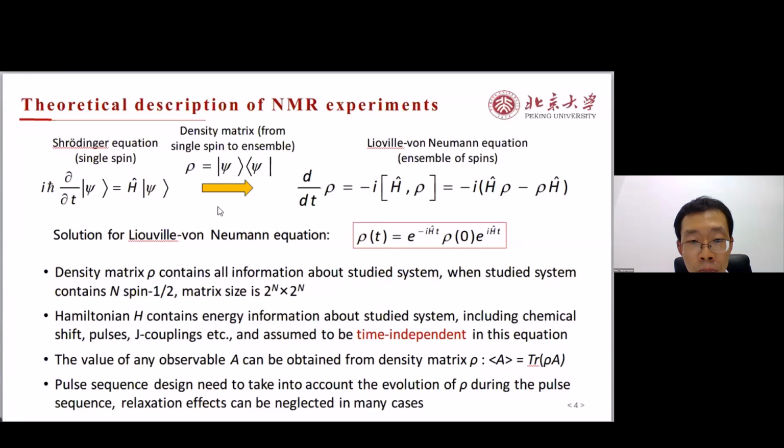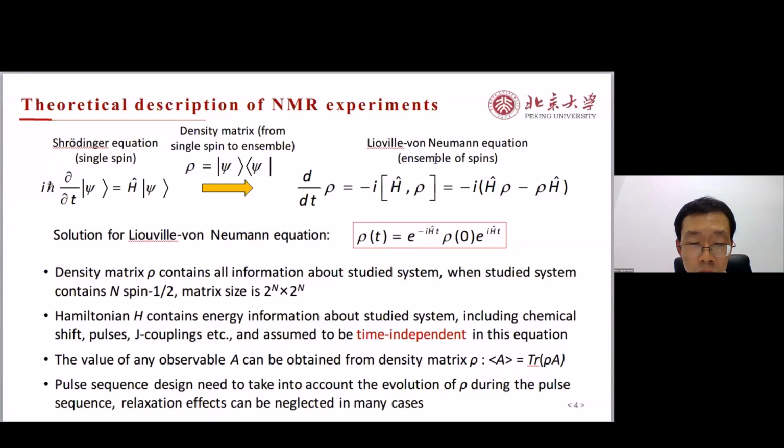That means we have to use the density matrix to describe an ensemble of spins, instead of a single spin. Starting from the Schrödinger equation, we do the derivation based on the definition of the density matrix, and then we can get the Liouville-von Neumann equation, which describes the evolution of an ensemble of spins.